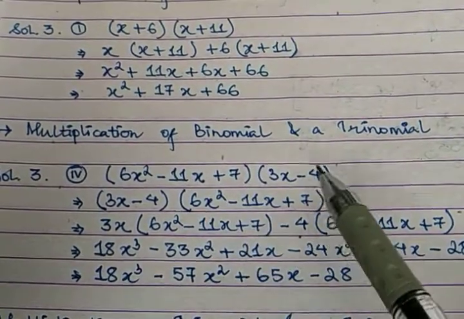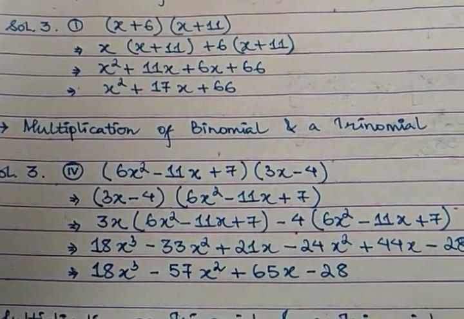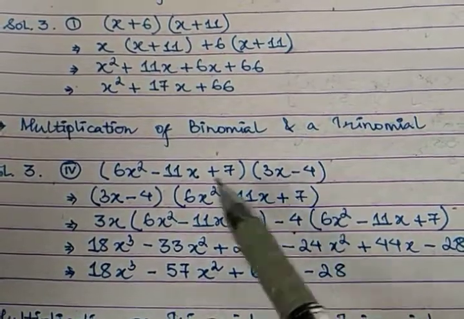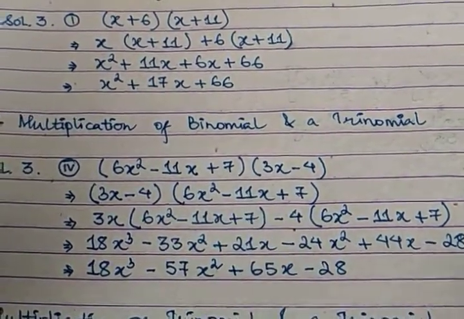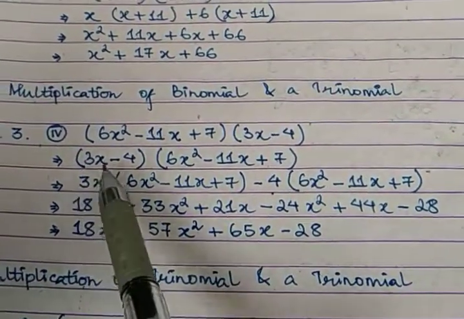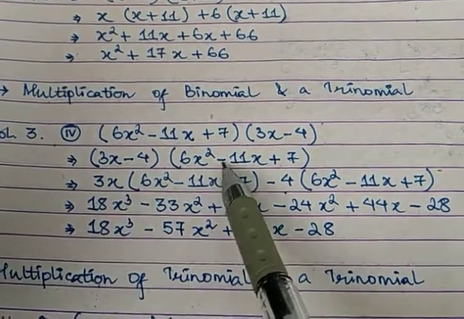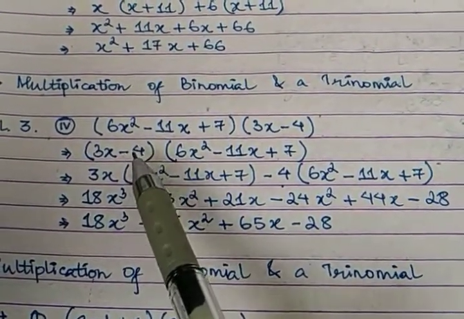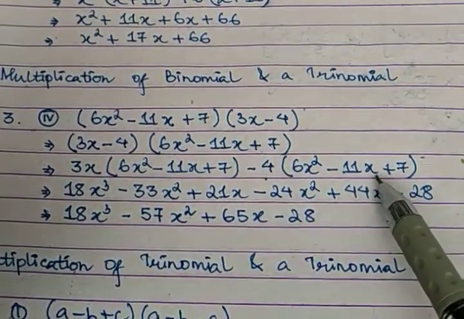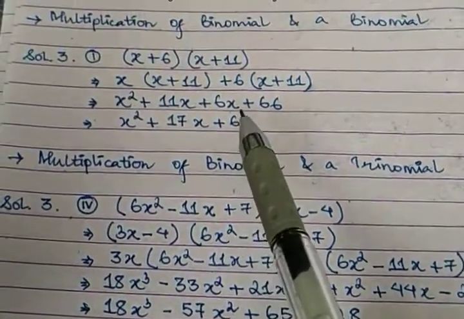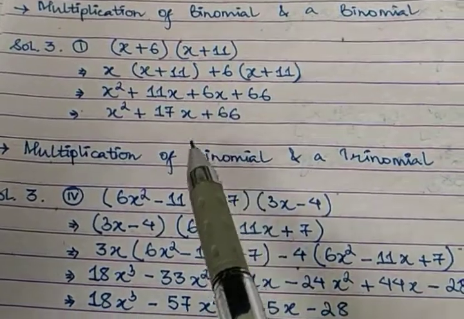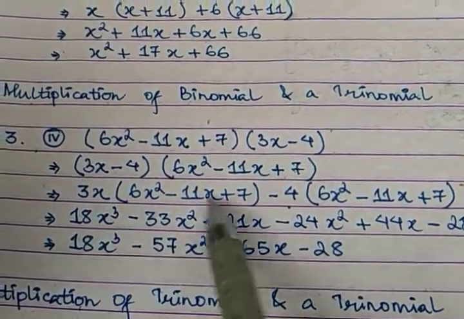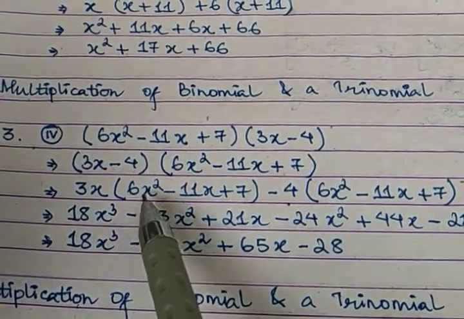so as I said, try to keep the smaller term at first, isn't it? So that is why I have kept the binomial at first, trinomial at second. Now see what I have done here. The first term 3x, kept the second, the trinomial as it is. Second term of the binomial, again the trinomial as it is. See, just like the previous one, simple, isn't it? Okay, now opening up the bracket, the same thing happened here.